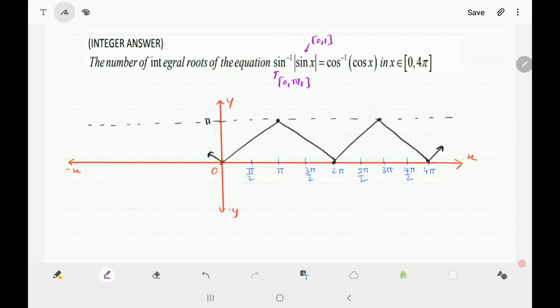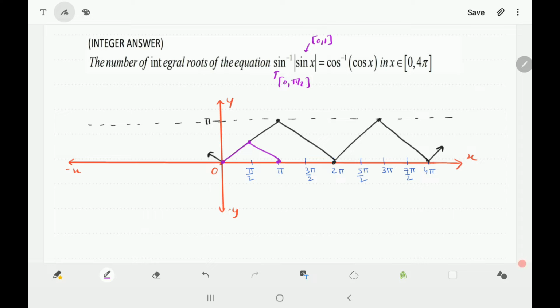Okay, so let's draw the graph using ordered pairs only. At 0, the value of mod sin x is 0, so sin inverse 0 will be 0. At pi by 2, sin pi by 2 is 1, mod of 1 is 1, so sin inverse of 1 is pi by 2 only. At pi it is again 0. Okay, so sin inverse of 0 is 0 only. So the graph is like this from 0 to pi by 2. It is in principal value branch also.